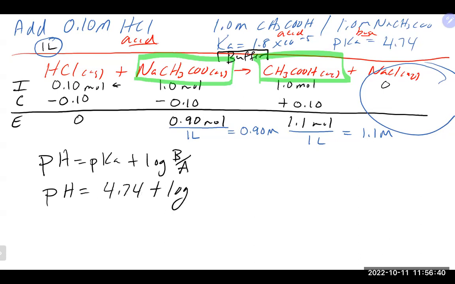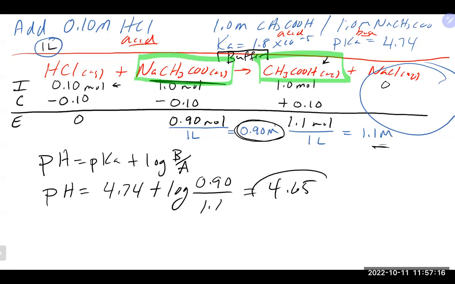Once again, we do want to get our base. This is our base, and that will go up on top. And our acid will go on the bottom, which is this over here. Remember that the base, if it's a conjugate base, will most likely have some type of spectator ion in it, like sodium, potassium, or lithium. And obviously this is the acetic acid, so that should be the acid. That means we take 0.9 divided by 1.1. We take the log of it. We add 4.74 to it. We end up with a pH of 4.65.